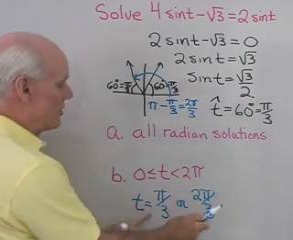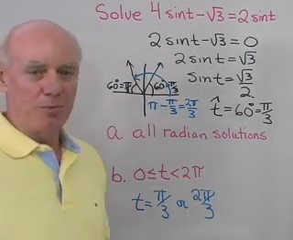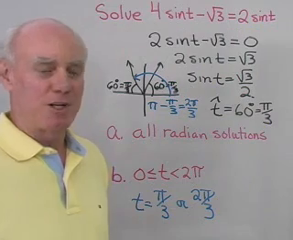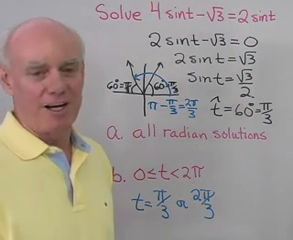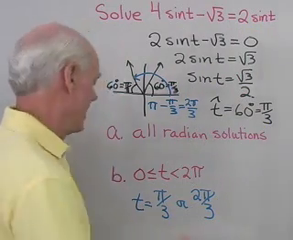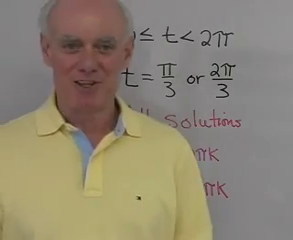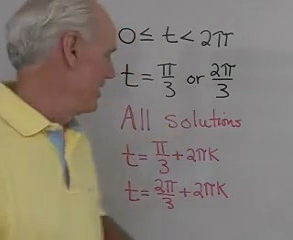And then for all radian solutions, I'm going to add on multiples of 2 pi to this, because any time I add on 2 pi, I get an angle coterminal with my original angle. I had a little malfunction with the camera there, so let's finish this problem here.